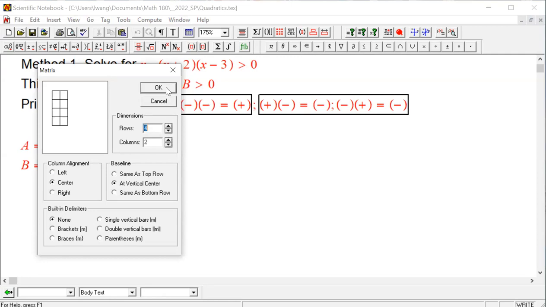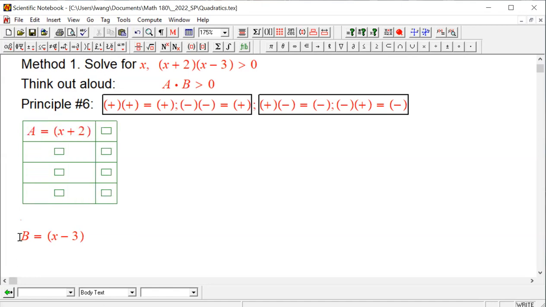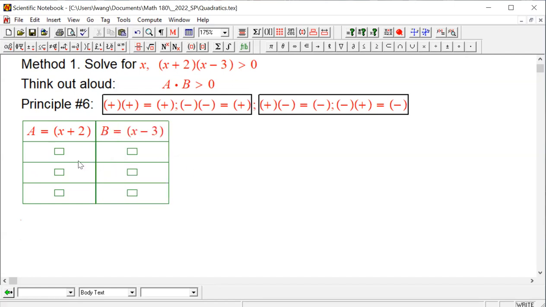Okay. If you think about A, so I'm going to put A here. I'm going to put a B on the second column. And you plug in a bunch of numbers for x. We don't know what x is. X is what we're looking for, but x can possibly be any real number.